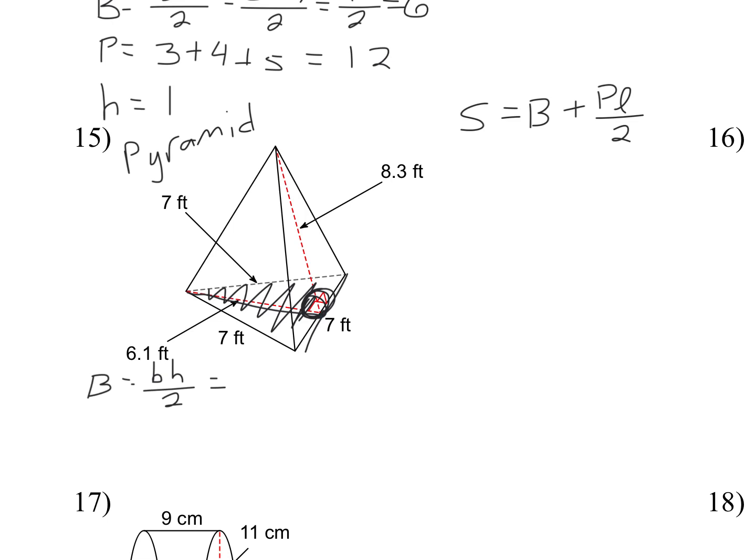Because that is the slant height. Yep. So we take 6.1 times 7 divided by 2. For that part, you should get 21.35. Okay.